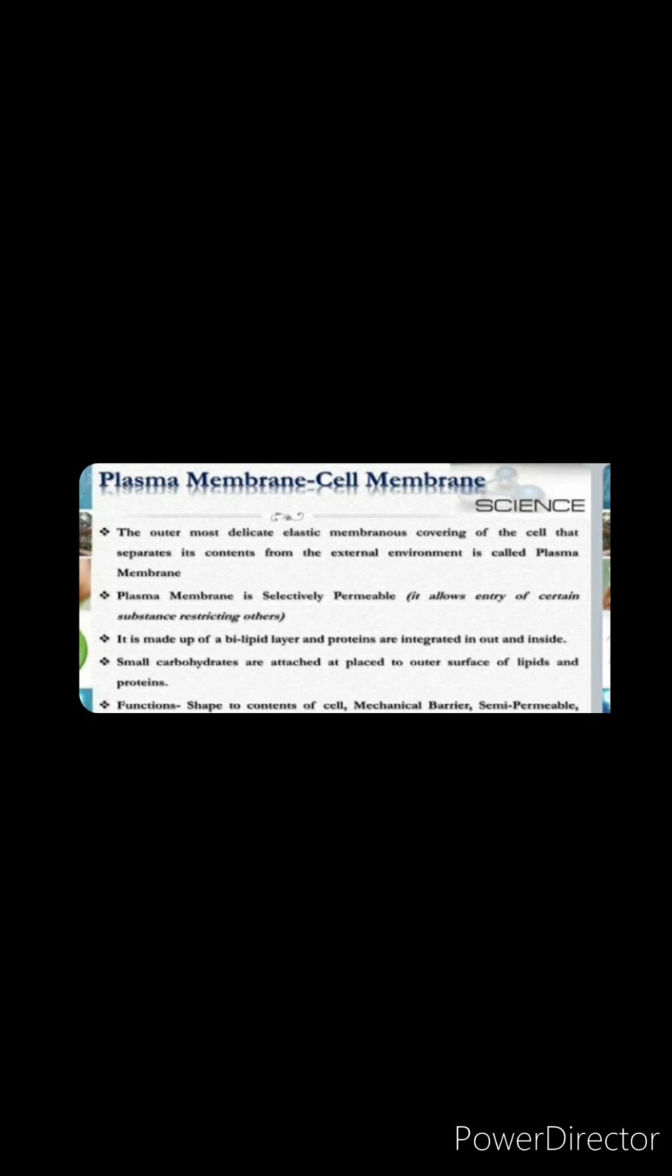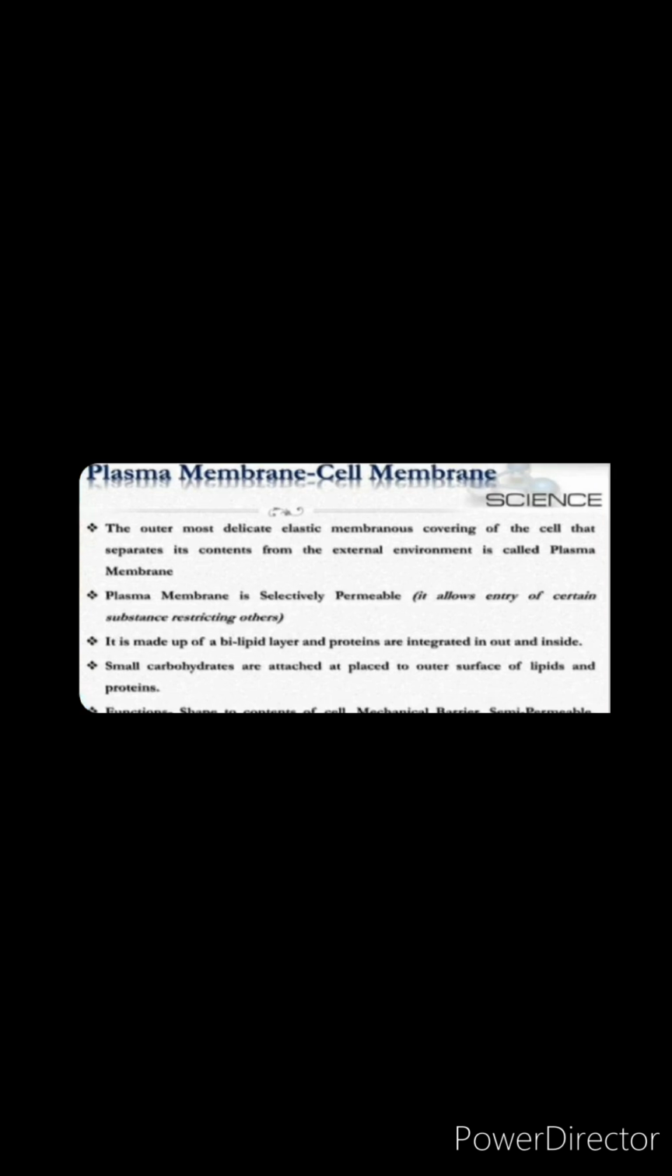The outermost delicate elastic membrane covering of the cell, which separates the contents from the external environment, is called the plasma membrane. Whatever content is present outside the cell is separated by the plasma membrane and cannot enter the cell. If it is useful, it may enter the cell through the plasma membrane, but if it is not important, it is kept out totally.